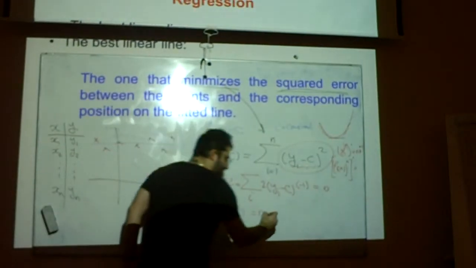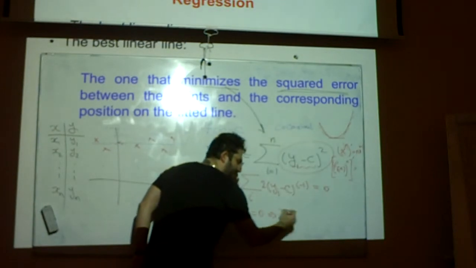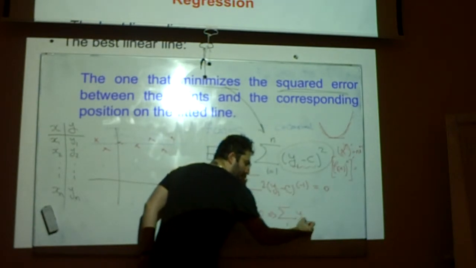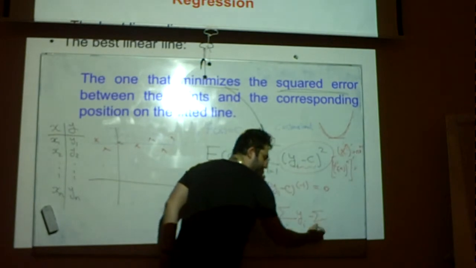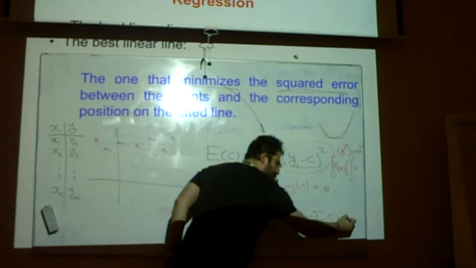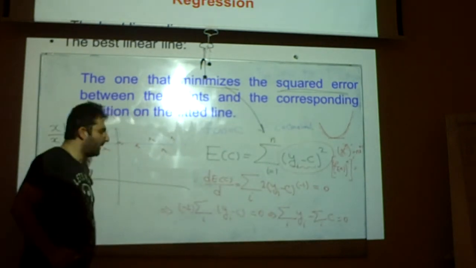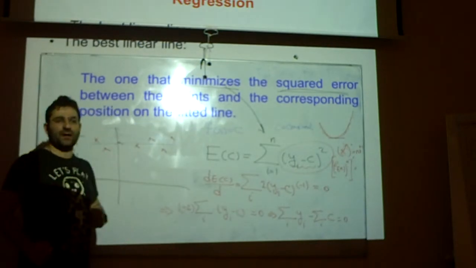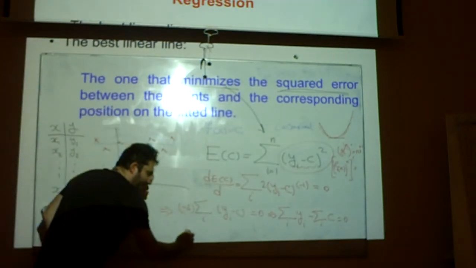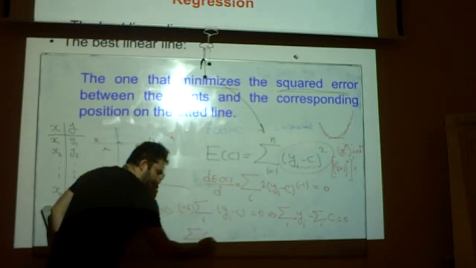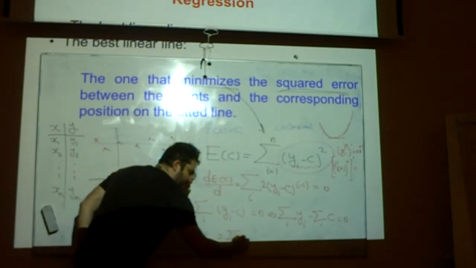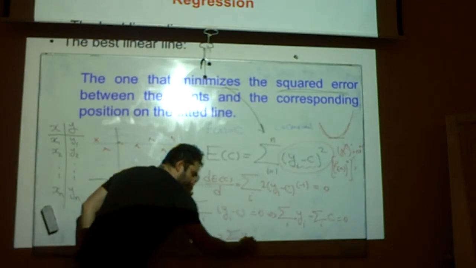I divide both sides by minus 2. So I will get the summation of yi minus the summation of c is equal to 0. I put the summation of c on the other side. So what I have is the summation of c is equal to the summation of yi.